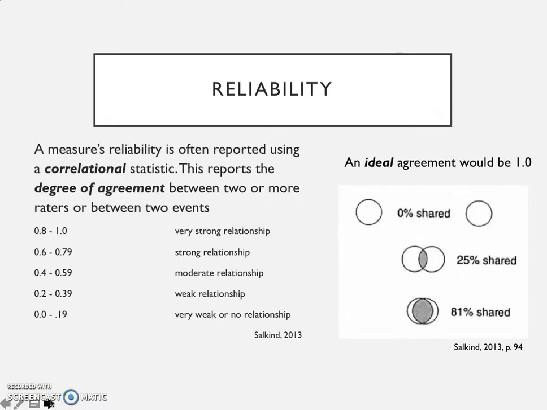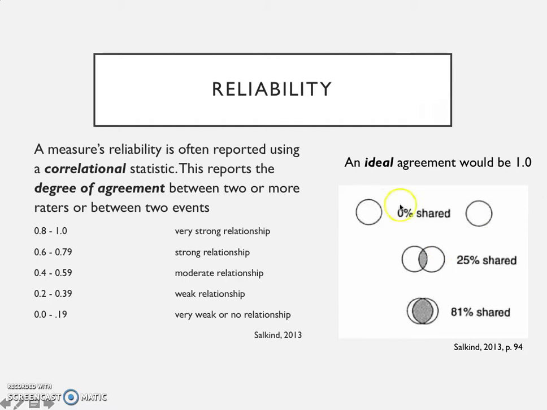So, a measure's reliability is often reported in terms of correlations and correlational statistics. Correlations basically report the degree of agreement between two or more raters or between two or more events. So, for example, when you see that an assessment has an inter-rater reliability of 0.8 or above, you can be sure that it has a very strong relationship of agreement between two different raters, in the case of inter-rater reliability, or between two different occasions, two different clinical sessions, in the case of test-retest reliability.